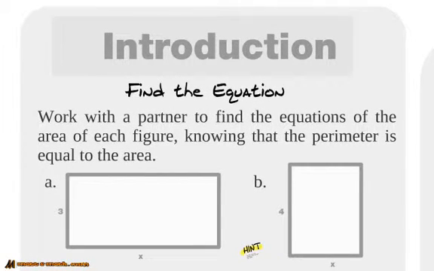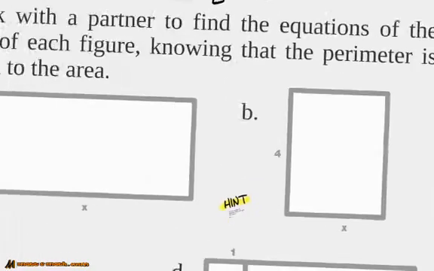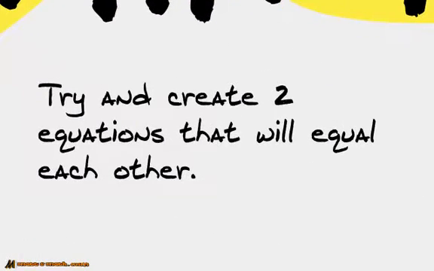All right, well, I want you to look at these shapes here. Something special that we find out is that the area of each of these figures is the same as the perimeter. If the perimeter is the same as the area, the equations for the perimeter and the area will equal each other. So you've got an easy one here: 3 times x, that's the area, but what's the perimeter? 3 plus 3 and x plus x, so that's 2x. Those two equations will actually equal each other. And that's the hint. You're going to try and create two equations that are going to equal each other for both of these shapes.